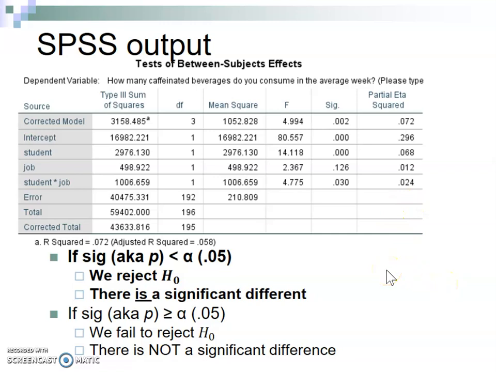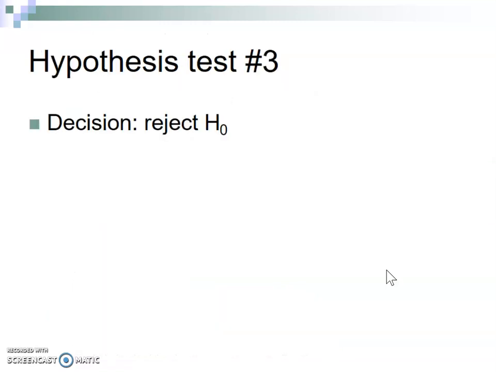Anytime we're rejecting our null hypothesis, that means there is a significant difference, or in this case, there is a significant effect. So our decision here for our third hypothesis test is to reject the null hypothesis. In other words, there is a significant interaction.